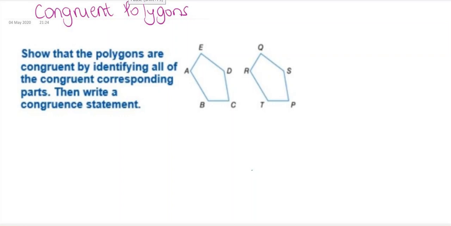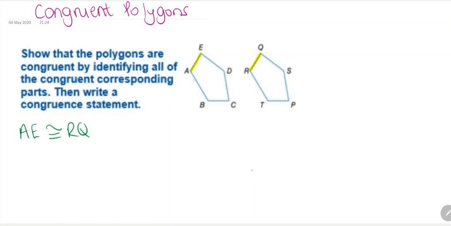Okay, so we're looking at congruent polygons, and we need to show that the polygons are congruent by identifying all the corresponding parts. So we need to look at the sides and we need to look at the angles. So let's have a look at the sides first. If I look here, I can say AE and RQ. So AE is congruent to RQ.